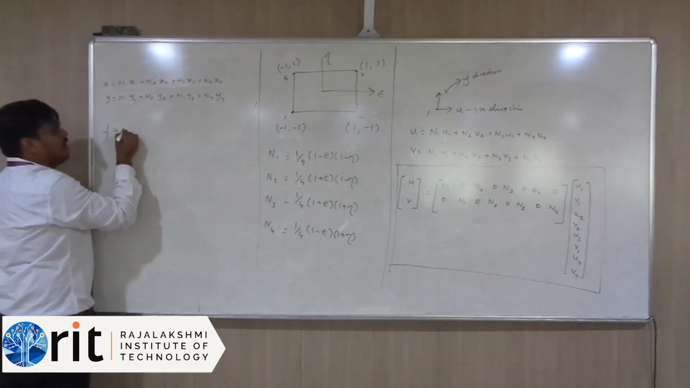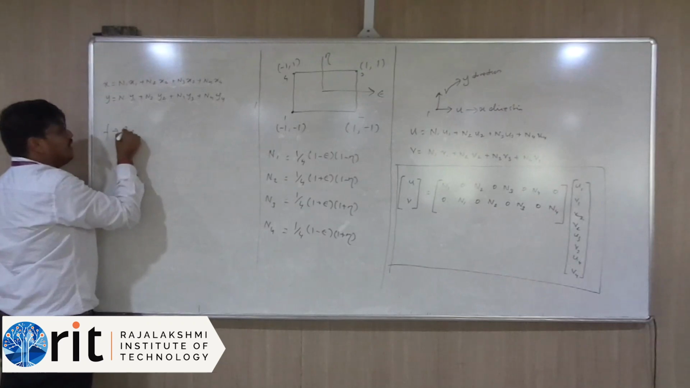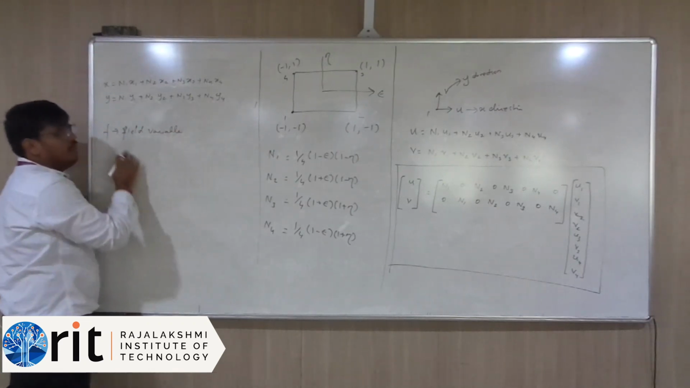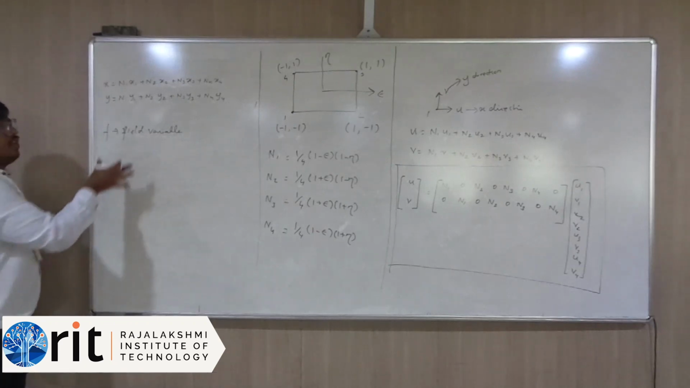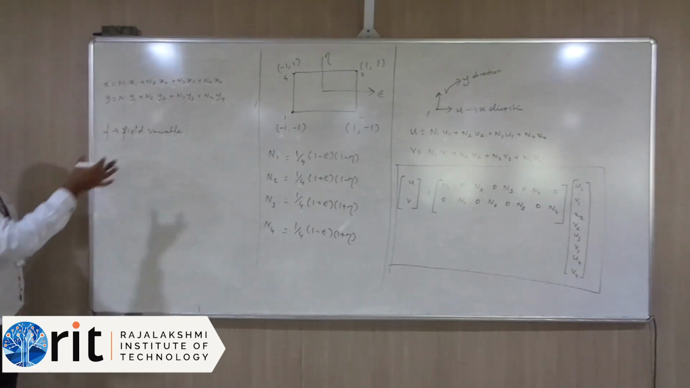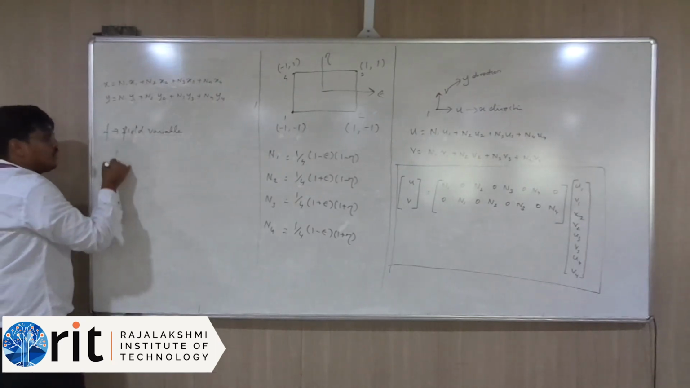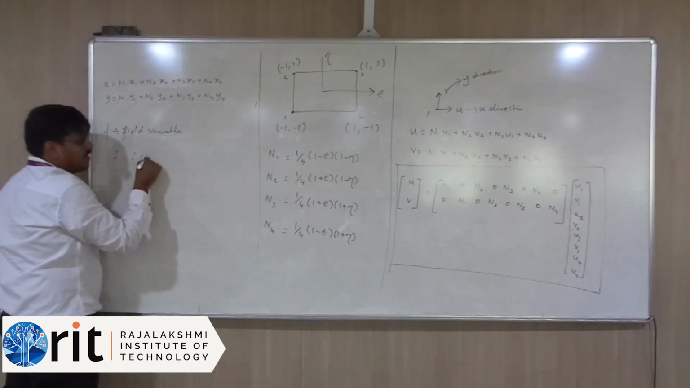Let f be the field variable. I don't know what f is; it may be a displacement or temperature, whatever it may be. The field variable is common. The term which you are going to find using this element is called the field variable. So I have taken f as the field variable. So f is a function of x and y.